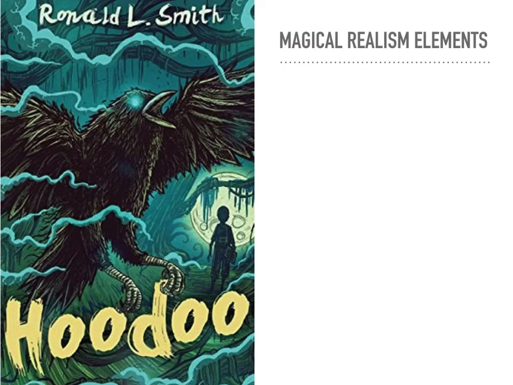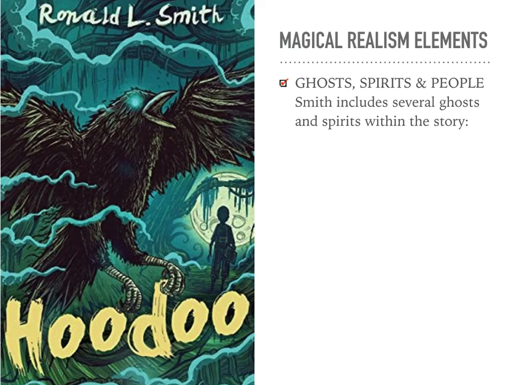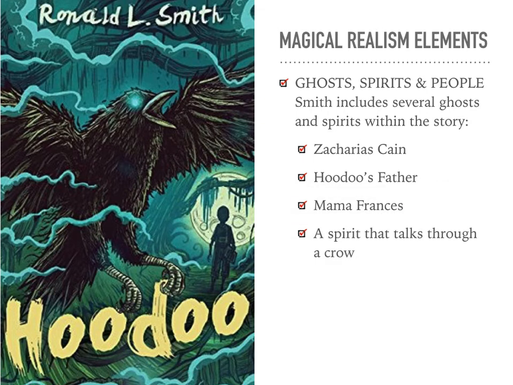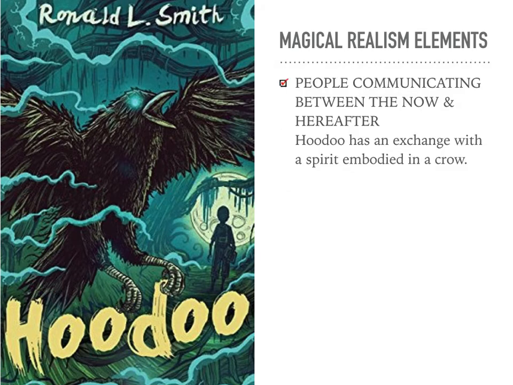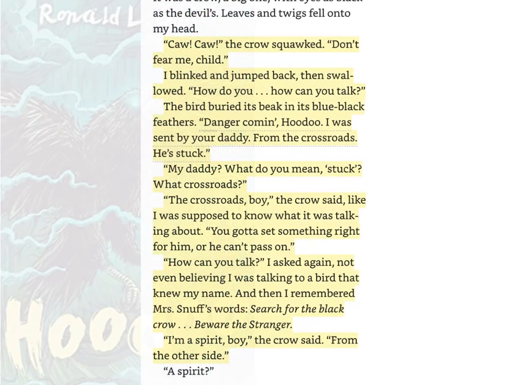So, another element that Smith includes is that he includes several ghosts and spirits within the story. There's Zacharias Kane, Hoodoo's father, who remains nameless, Mama Frances, and a spirit that talks through a crow. So, switching right over to people communicating between the now and hereafter, Hoodoo has an exchange with the spirit that is embodied in the crow.